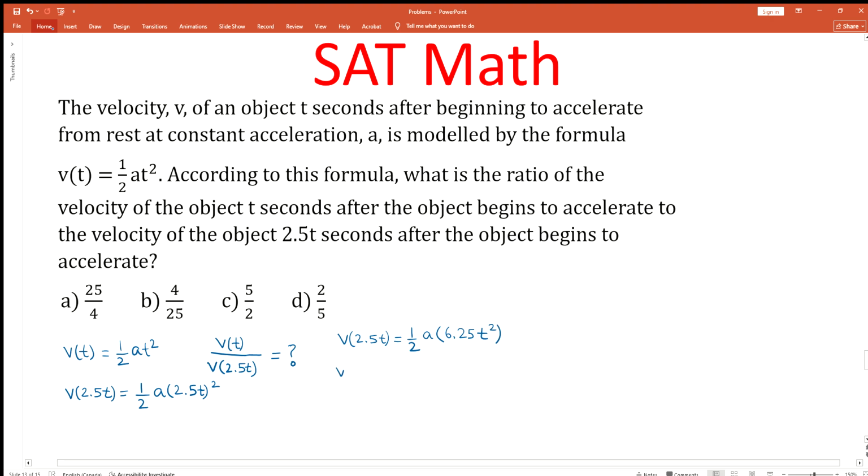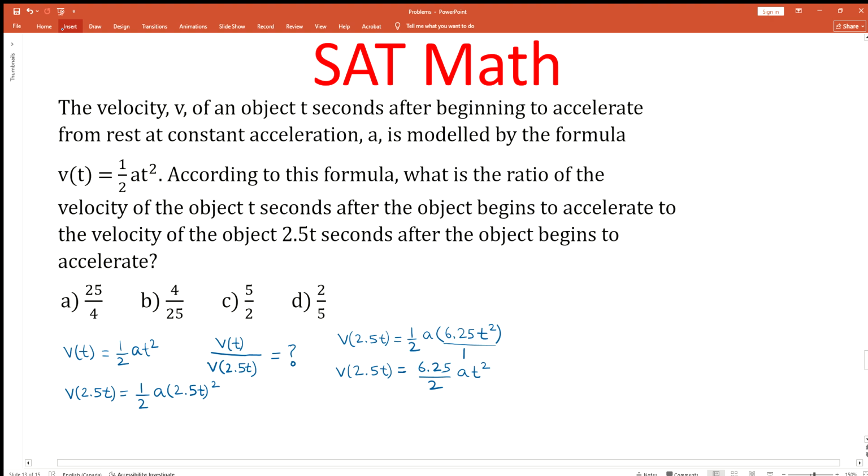Next, we can multiply the terms on the right side. The denominator of 6.25 t squared is 1. We can multiply the terms by multiplying the top terms and the bottom terms. In the numerator, we can multiply the numbers. 1 times 6.25 is equal to 6.25. So I get 6.25 over 2 times a t squared. This is the expression for v of 2.5 t.